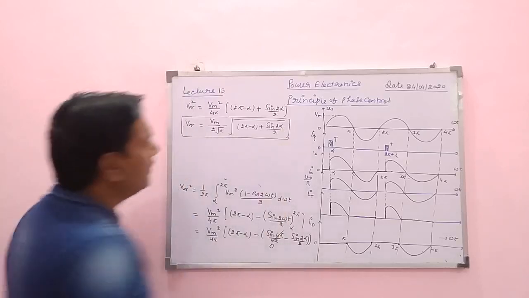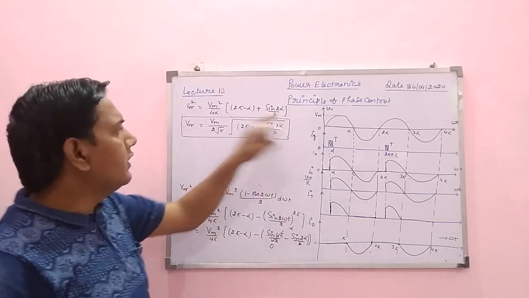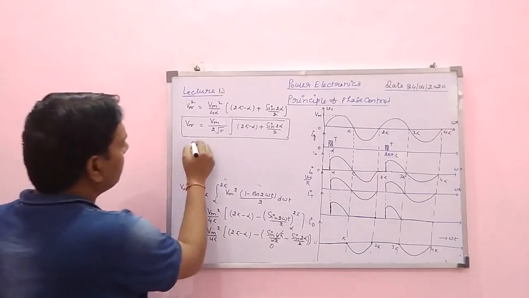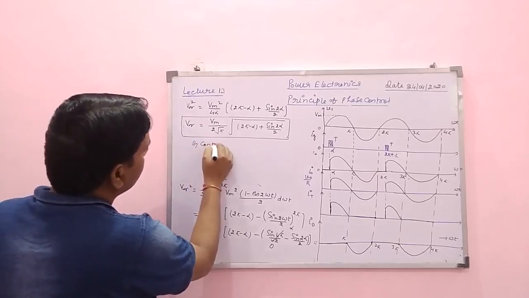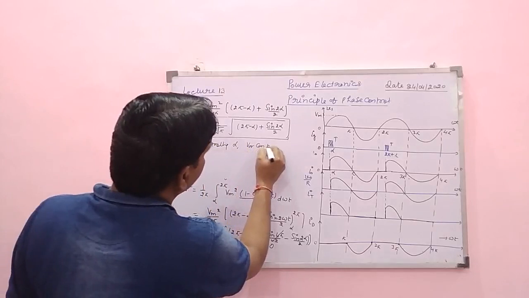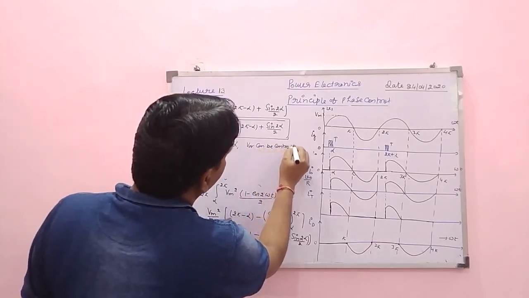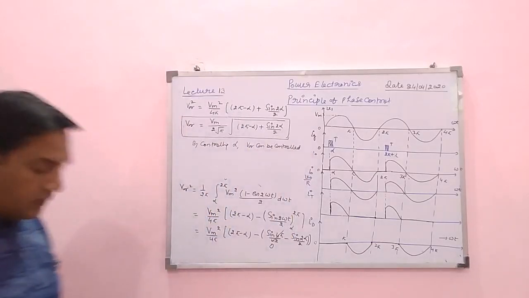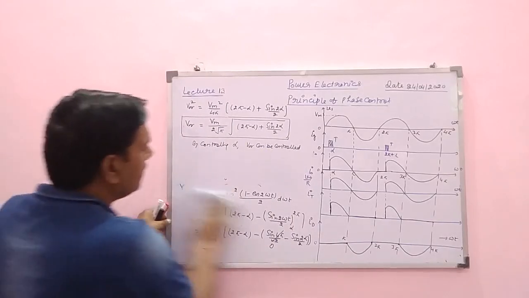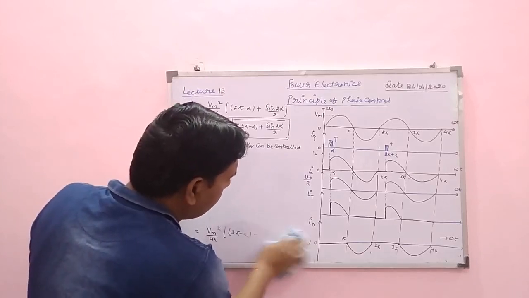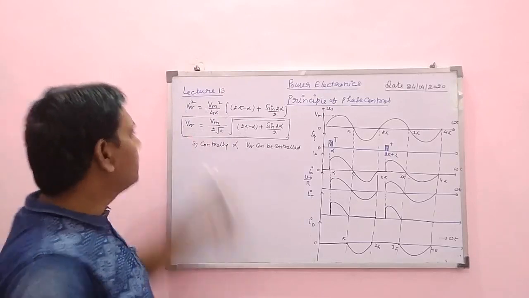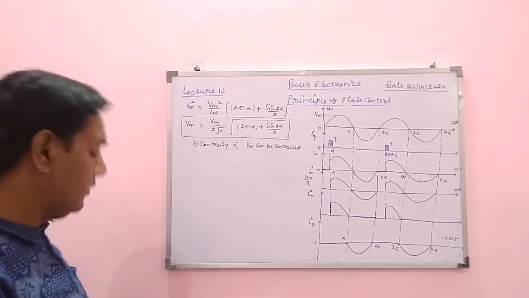You can see here, by controlling the triggering angle alpha, we can control the amplitude of output voltage. Okay. So by controlling alpha, V naught R can be controlled, because the RMS value of output voltage depends upon the triggering angle, that is the delay angle alpha. So if alpha is controlled, then the RMS value of output voltage can be controlled.